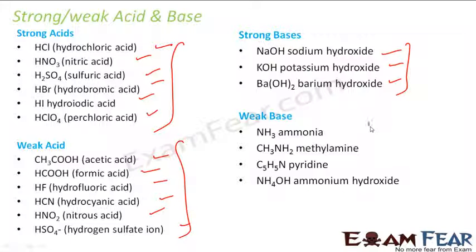If we talk about weak bases, ammonia, methylamine, pyridine, ammonium hydroxide. They are all weak bases. Please remember these strong acids and strong bases. If you want, you can note down these on some paper and just learn them, because it's good to know which are the strongest. When you solve questions with the acid and base itself, you can make out if it's strong or weak, and then you can take proper steps.